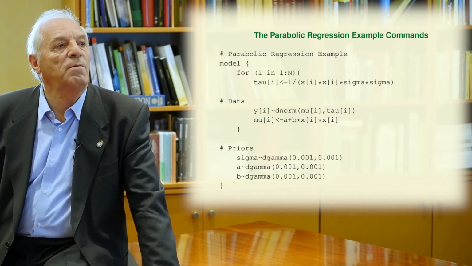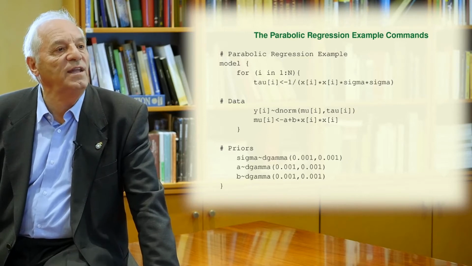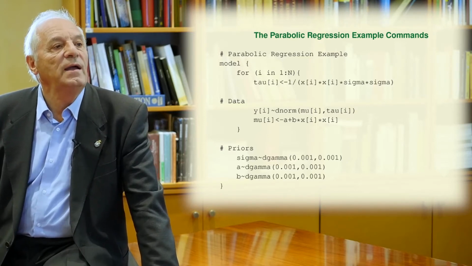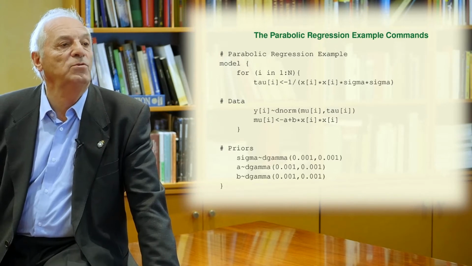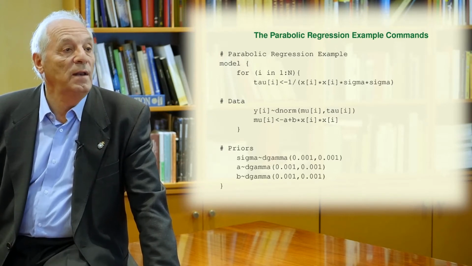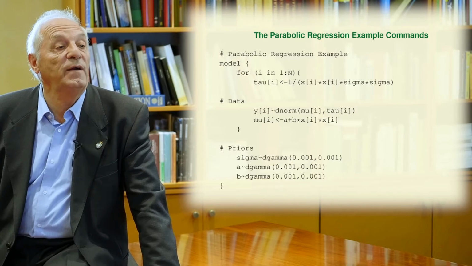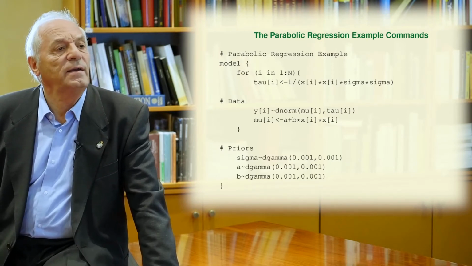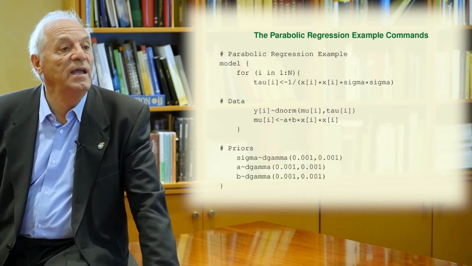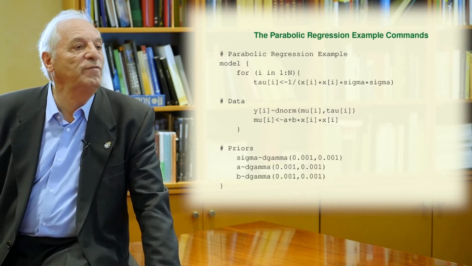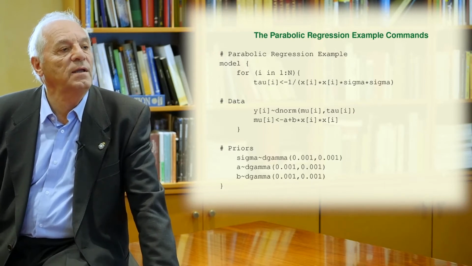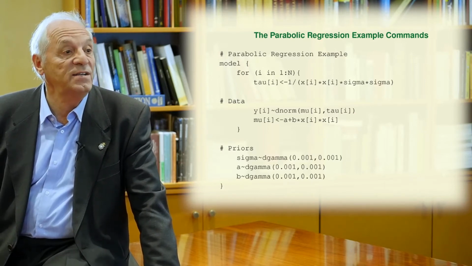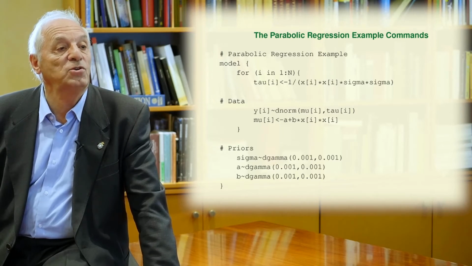The second part of these commands includes the data. We define y as a normal random variable with the mu given later and the tau that has been defined above. Then mu is a parabolic regression because we use xi squared. And then we just need to define the priors, which for A, B and sigma are gamma random variables, non-informative because we use very small values, 0.001, for this gamma.